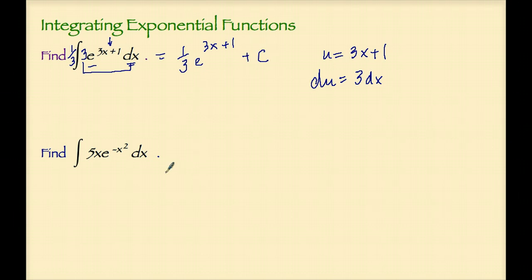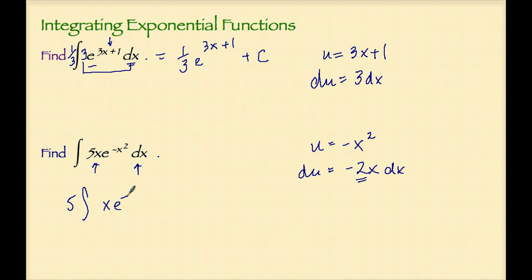Let's look at our second example. u is equal to negative x squared, which means du is negative 2x dx. The x is there and the dx is there, but we need negative 2 instead of 5. And so I'm going to rewrite the integral, taking the 5 outside the integrand, and let's rewrite x e to the negative x squared dx.